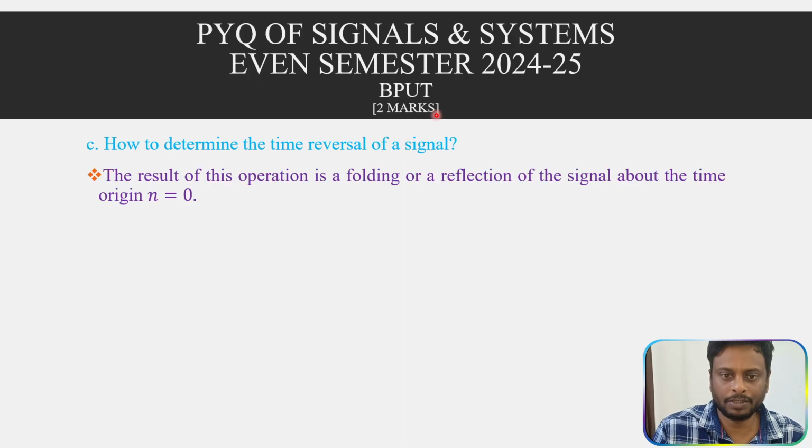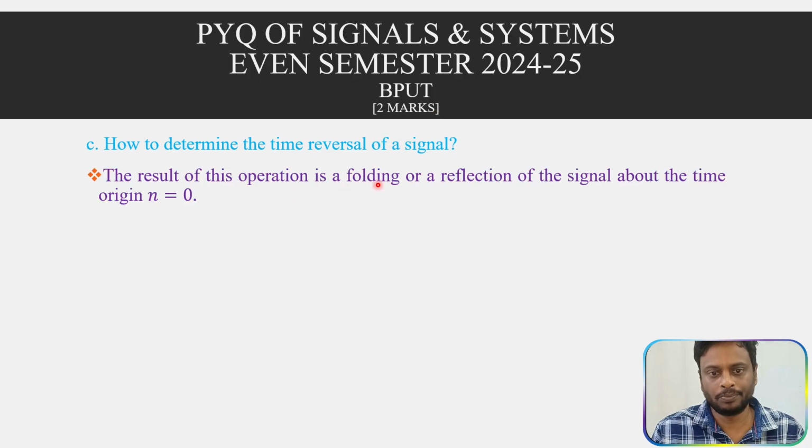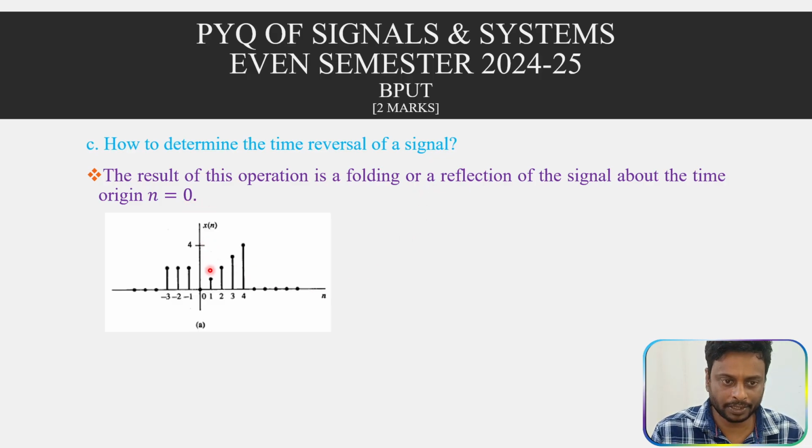Time reversal or time folding. So it is the folding or reflection of the signal about the time origin. You have to fold the signal about the time origin. We can see over here, this is our x of n. So you need to find out what is x of minus n. So you have to fold the signal towards the time origin.